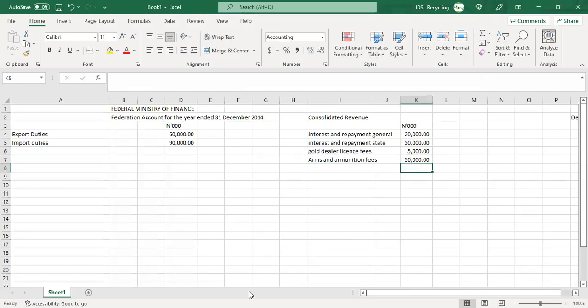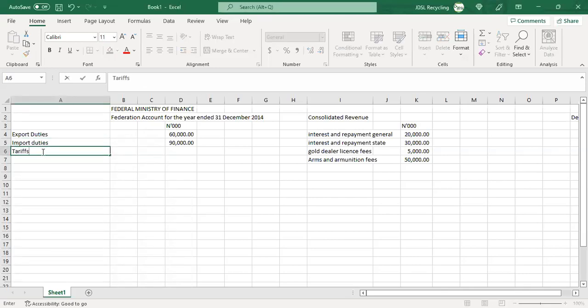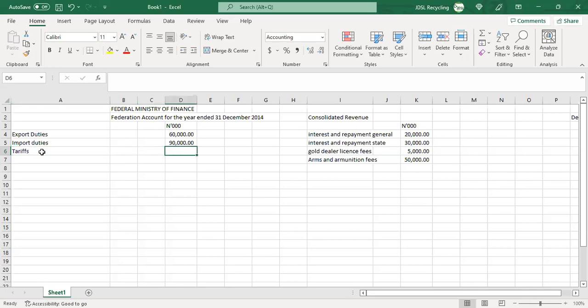Next line item is tariffs. Tariff is coming where, right? Federation. Figure 80,000. 30? Yes, 88. Next item.